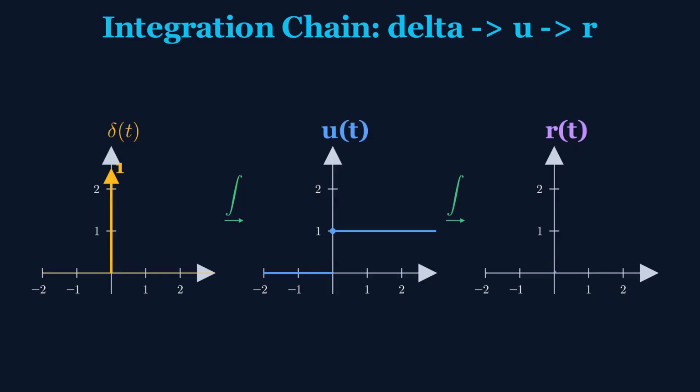Integrating once more, the integral of u(tau) d tau from negative infinity to t gives r(t). We accumulate the constant 1, producing a linearly increasing function. So, delta integrates to step, step integrates to ramp, and in reverse, ramp differentiates to step, step differentiates to delta.